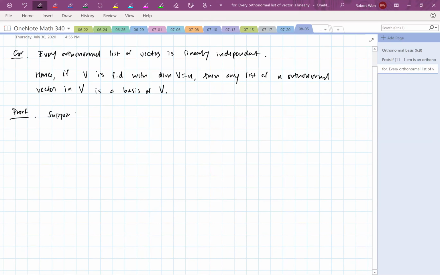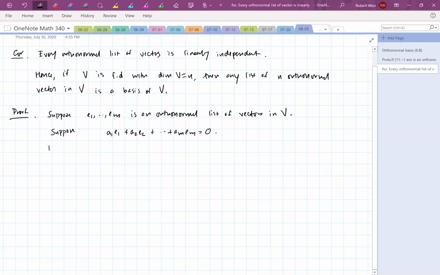So let's suppose that e1 through em is any orthonormal list of vectors in V. I want to prove that they're linearly independent. How do you prove that a set of vectors is linearly independent? You suppose you have a linear combination which equals 0. You show that all the coefficients must be 0. So suppose I have a linear combination like this equals 0. I want to show that all the scalars are 0.